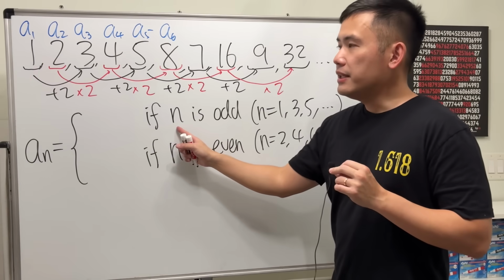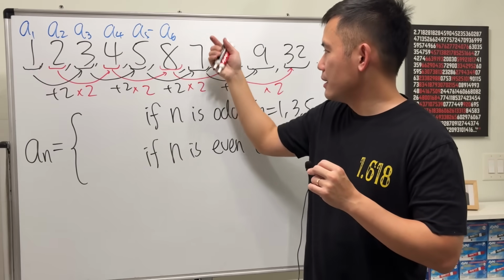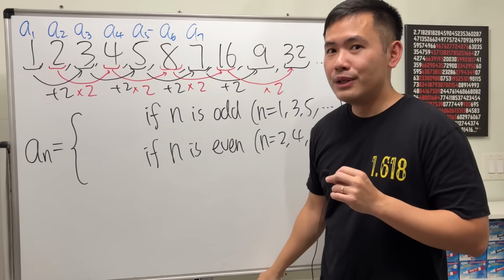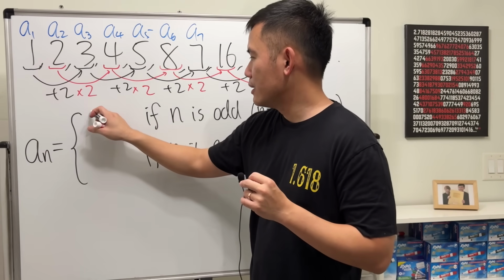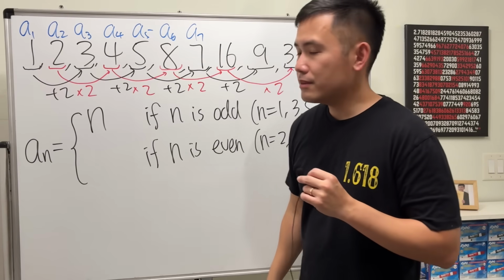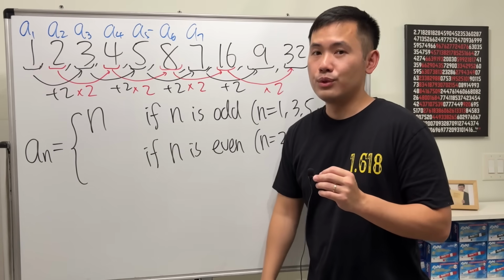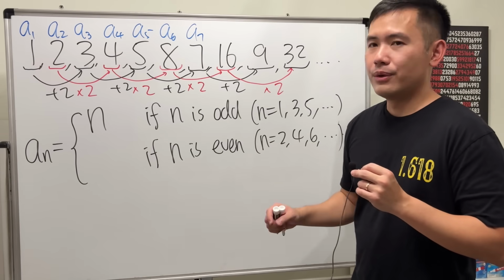Okay, when n is odd, we have to get 1, 3, 5, and the next one. When you have A7, you just get 7. So all you have to do is a_n is equal to n if n is odd. That's all. So I'll put this down in here. A2025 is going to give you 2025. That's it. Now, what if n is even though?